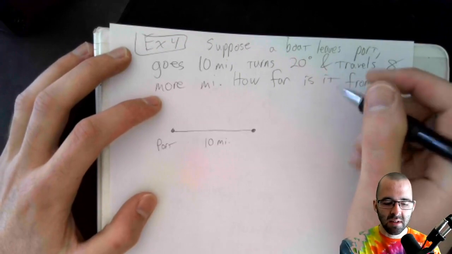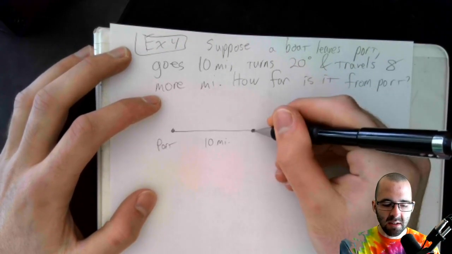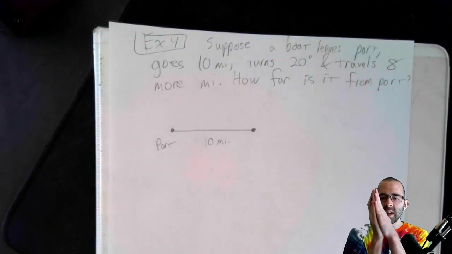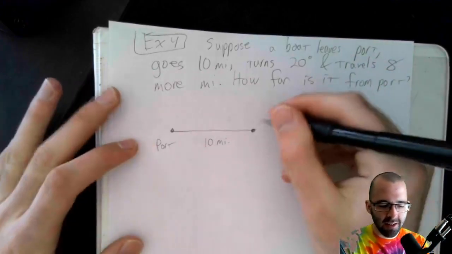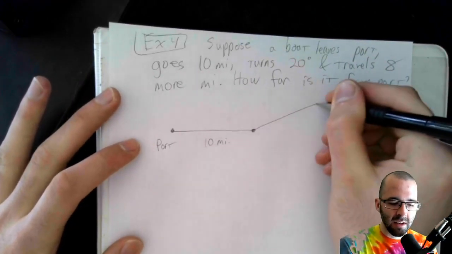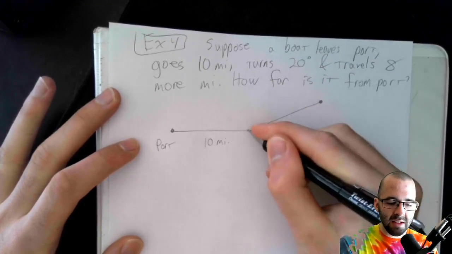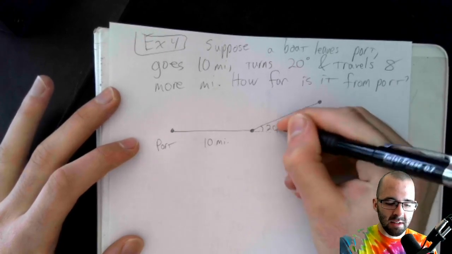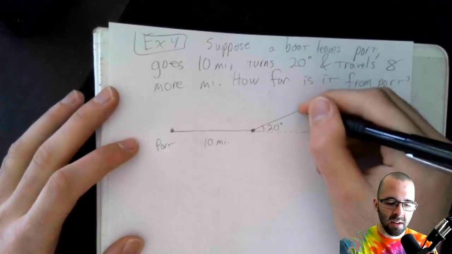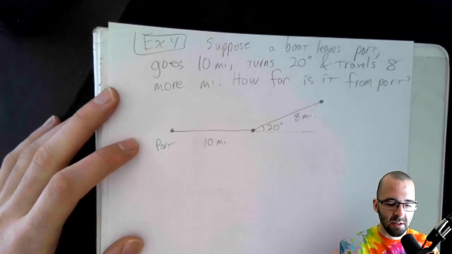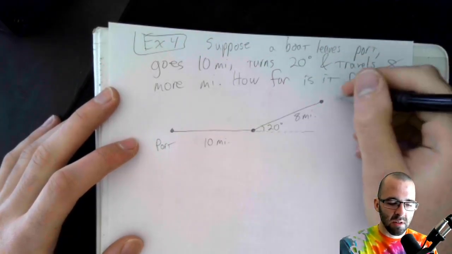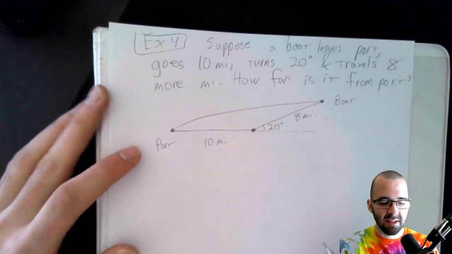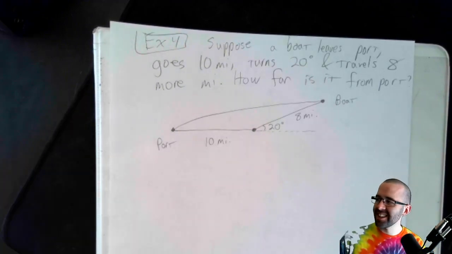And then it turns 20 degrees. So that means, right, if you're only turning 20 degrees, that means you're only turning a little bit. But that means that angle is still really big. So it actually looks kind of like this, right? And this is not 20 degrees. The 20 degrees is this. Okay, so careful for that. 8 more miles. And the question is, how far is it from port? And the answer is whatever that distance is. Kind of a curvy, little side of that triangle.